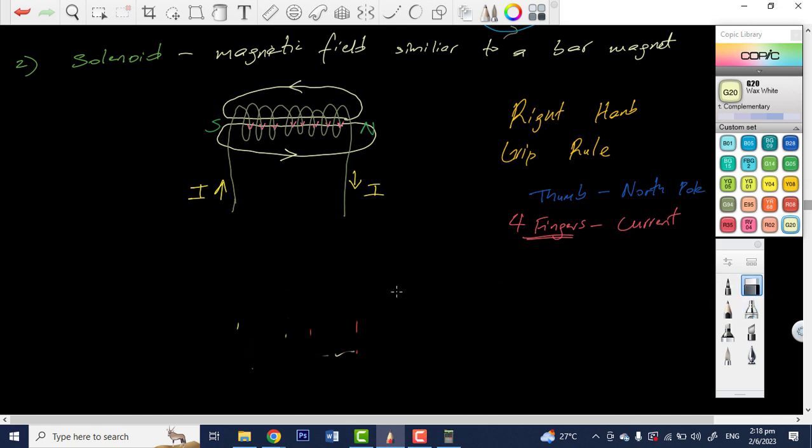All right, let's talk about something else now. Let's talk about the motor effect. We're going to look at electromagnetic induction shortly, but we have to talk about these things to get there. So, the motor effect.